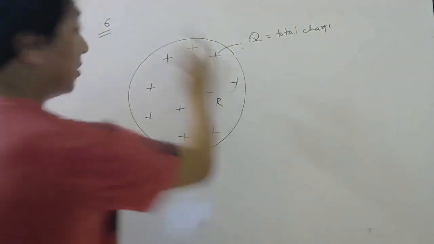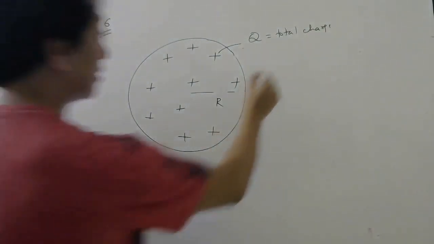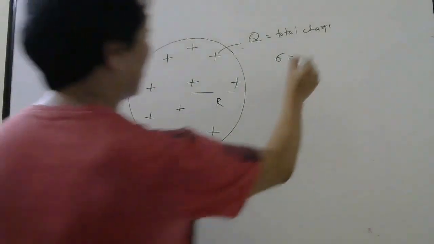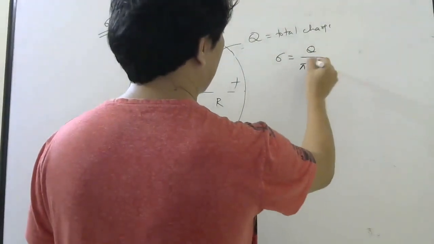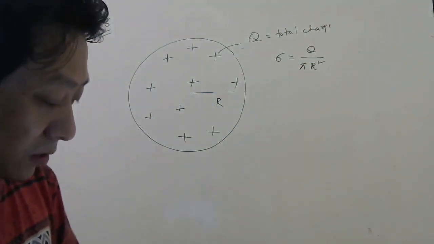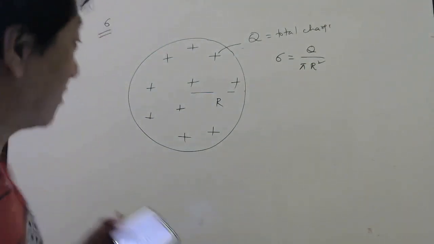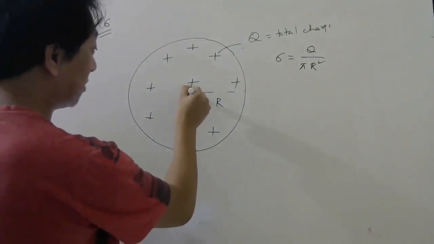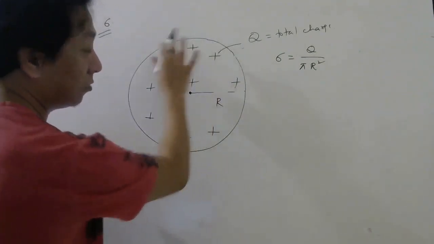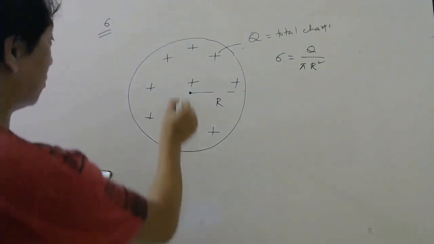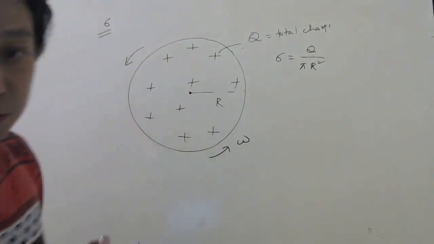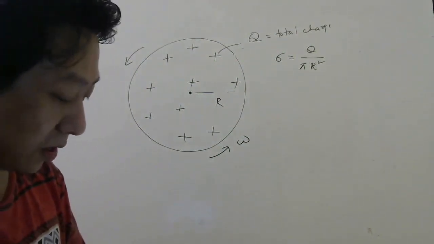Since it is uniformly distributed, what does it mean? Sigma will be constant. What is sigma? Charge per unit area. So Q by pi R square will be constant. Okay. Now the disk rotates about its axis. Its axis means always this line, passing through the center perpendicular to the plane. So it is rotating with angular speed omega.